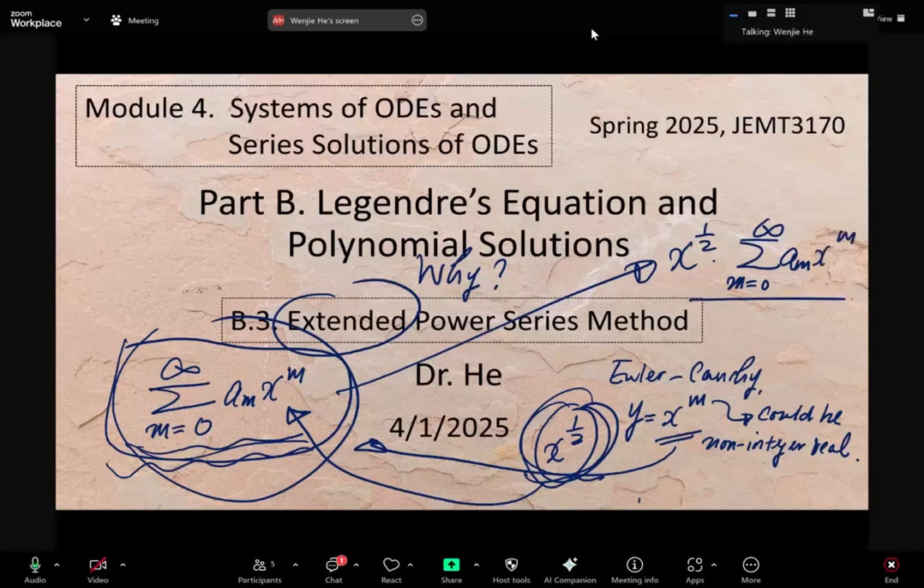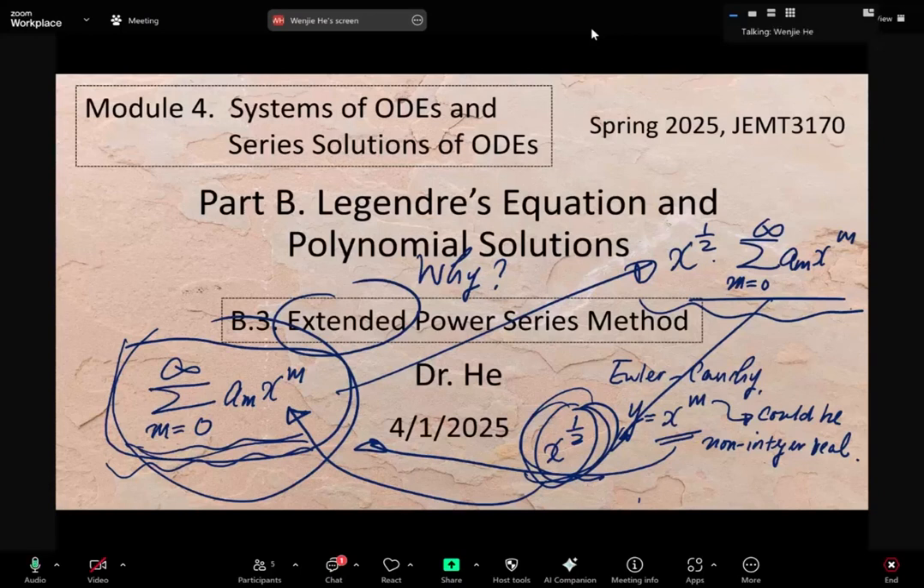We consider this power series. Then it's compatible with this one, right? We factor out x to the 1/2. The remaining part could be a power series. If we use this structure, this is our extended power series structure. It's different from the standard power series. How about that?